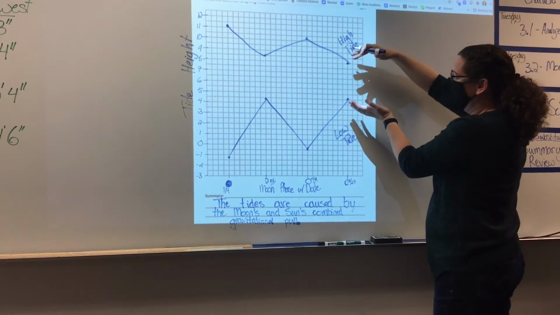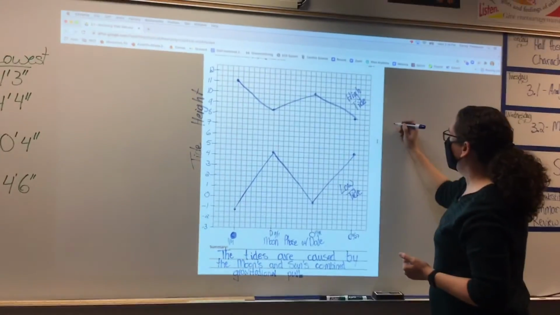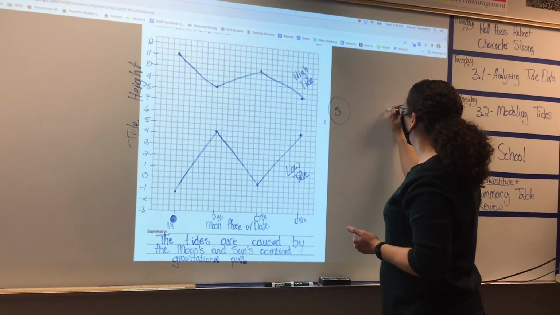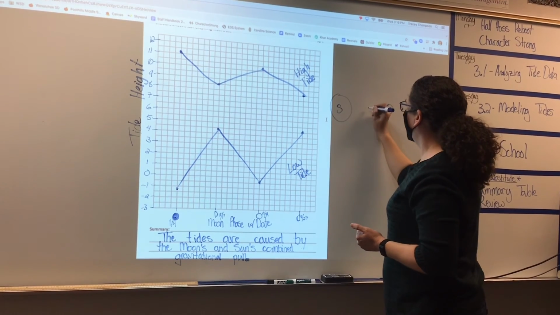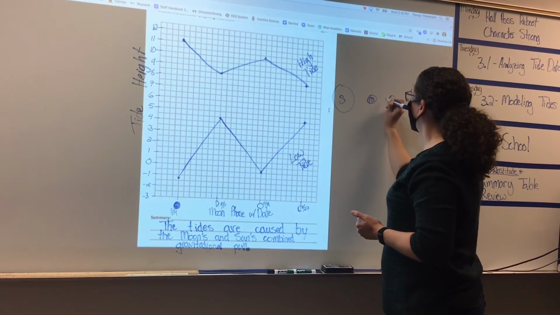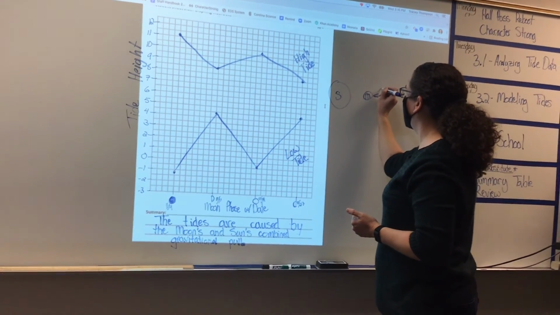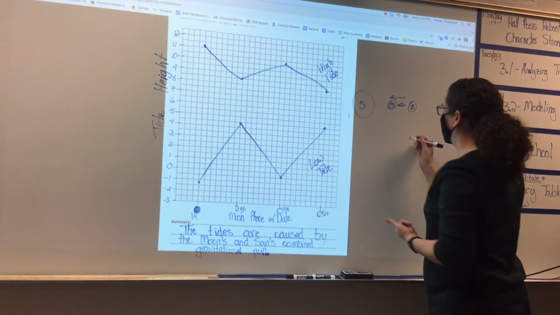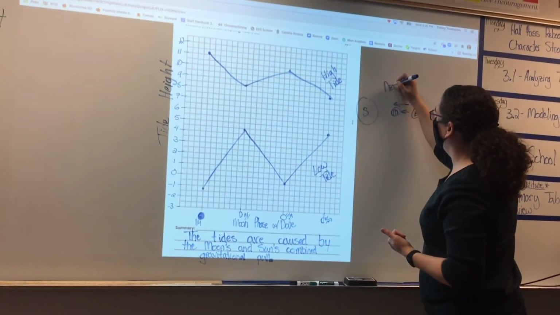Now with third quarter moon, so if we have new moon, so here's our sun, here is our earth, and here's our moon. The moon is pulling on the water and the sun is pulling on the water. So we have a big bulge at new moon. And so this is new moon.